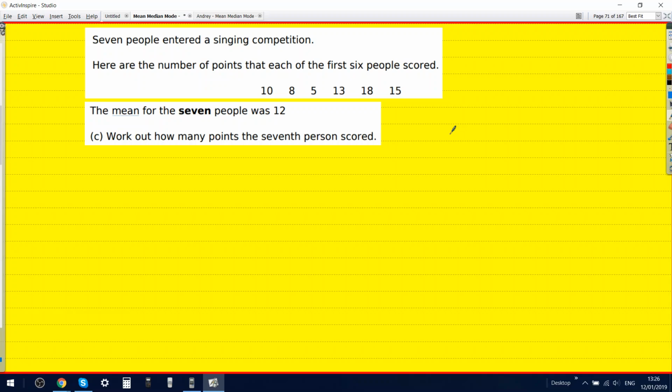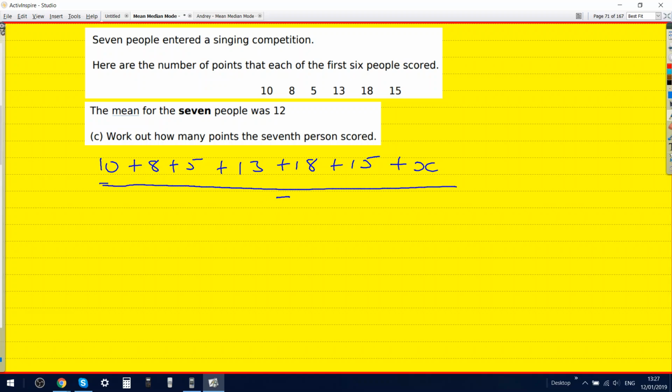Could you do 10 plus 8 plus 5 plus 13 plus 18 plus 15, times them? Sorry? Times or divide? You tell me. How would you find the mean? Oh yeah, you divide it by the number of... 6. Well, it said there was 7, so I'll have to say plus x. That's the one we're trying to find. Yeah. So that over 7.